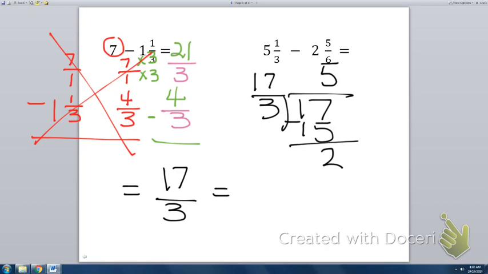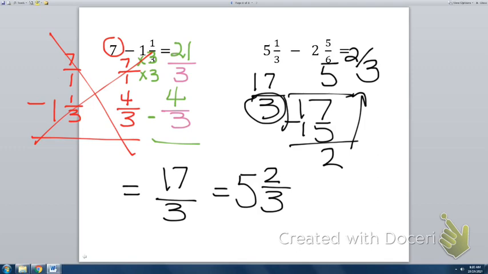And that's 2 left over. And that you would write as a fraction over the divisor. So the answer is 5 2/3. And we know that is correct because we just did it using the borrowing method a few seconds ago.